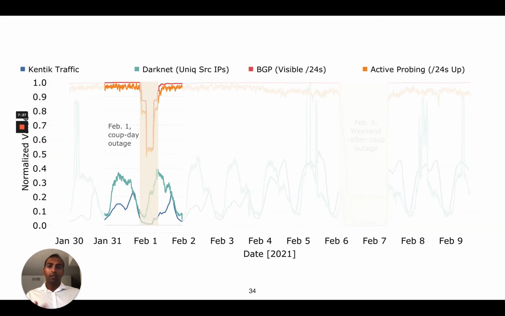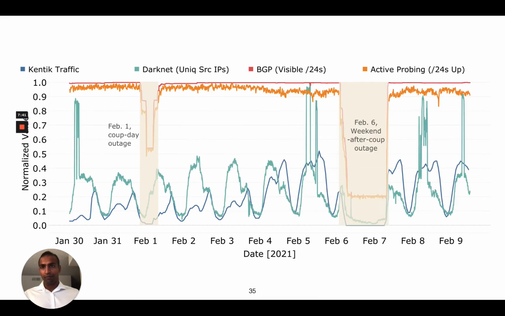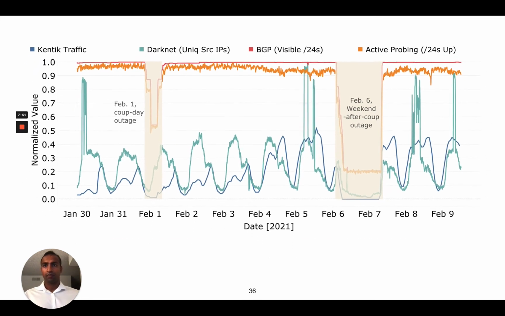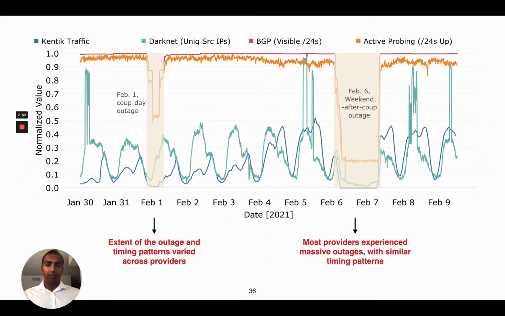Now, we see that there was a drop in the BGP and active probing signals of IODA on Feb 1. And also that there was a much larger drop in all signals on the 6th. We also observed that the duration of the outage on Feb 6 was much longer than that on the 1st. Now in the paper, we analyze these outages further and show that the outage on the day of the coup, on Feb 1st, did not affect all providers to the same extent.